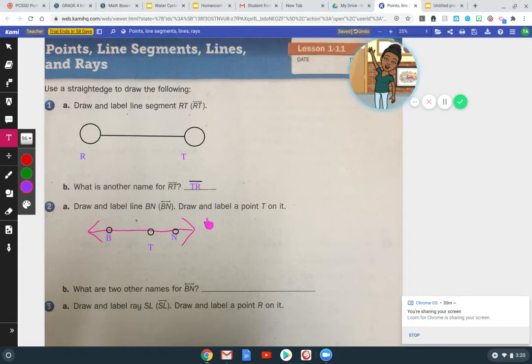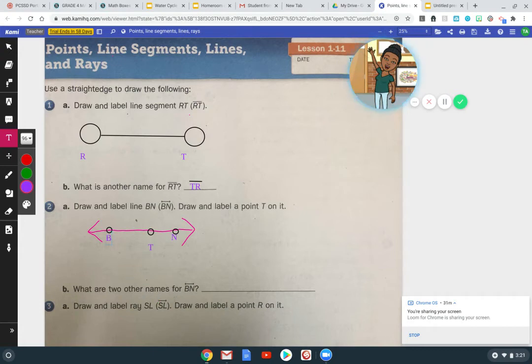So make sure that you're reading all the directions. Step 1, draw and label line BN. We did that. We added our arrows because I see my arrows here. It lets me know this is a true line. It goes on forever. I also know it's a line because it says line instead of line segment like in number 1. Our second set of directions here are to draw and label a point T, and we did exactly that.